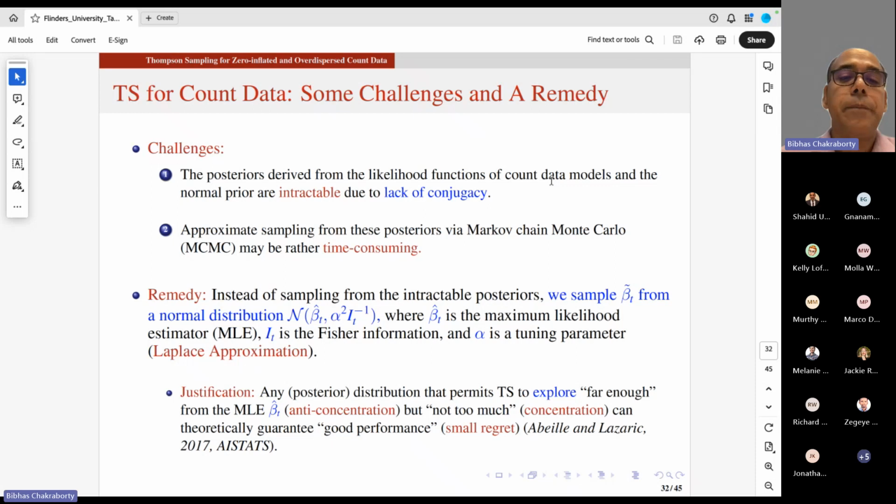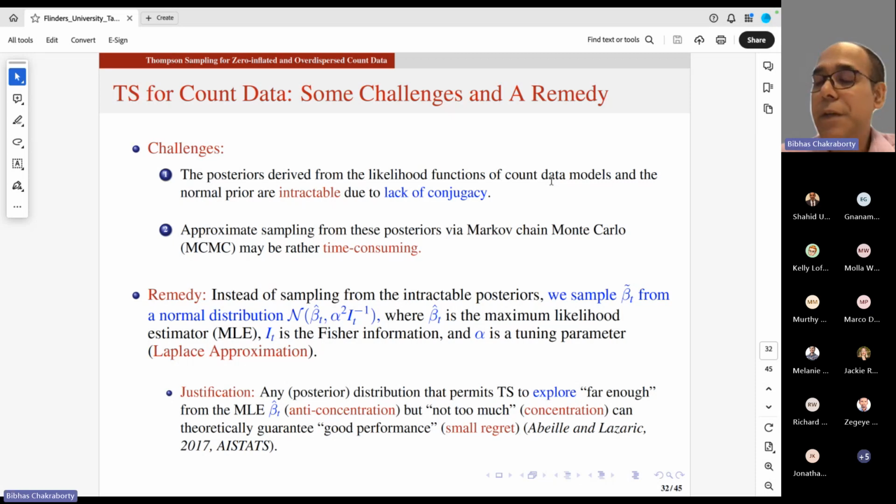The remedy that we work with is, instead of sampling from the intractable posterior, we sample beta t tilde from a normal distribution with mean equal to the maximum likelihood estimator at time t of beta, and then a variance involving Fisher information and a tuning parameter. So these are classical likelihood-based quantities that are used to draw the posterior sampling. And this is called Laplace approximation.